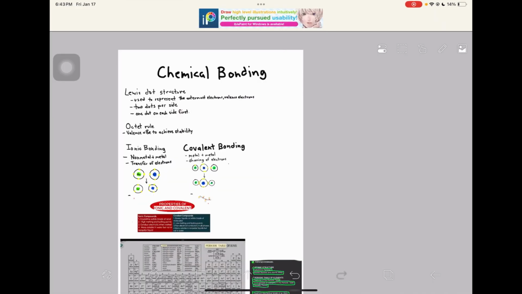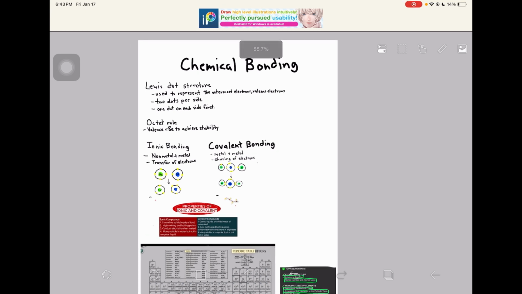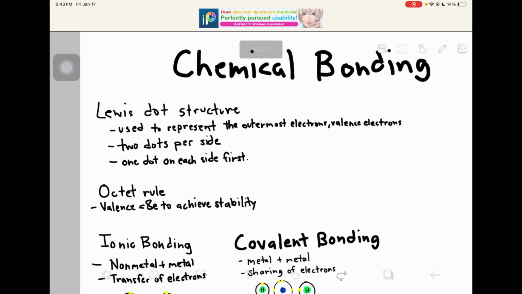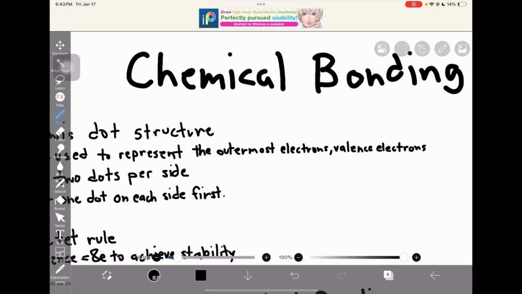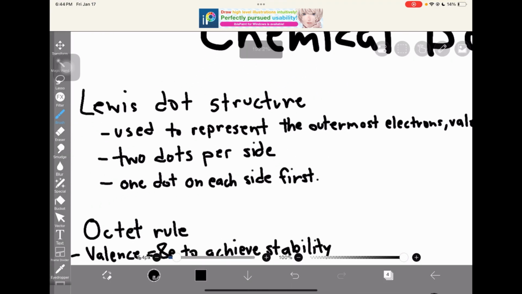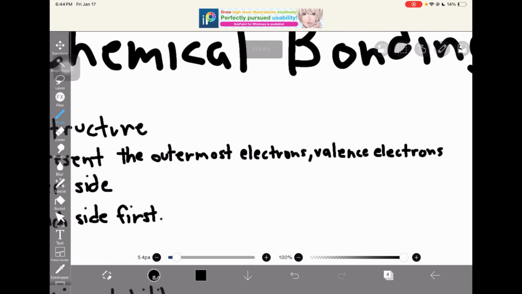Before we get into the actual hard part, we're going to learn some basics first about chemical bonding. Chemical bonding starts with the Lewis dot structure. It's basically a way of notating the valence electrons using up to 8 dots, following the 2 dots per side and 1 dot on each side first. Valence electrons are the outermost electrons.